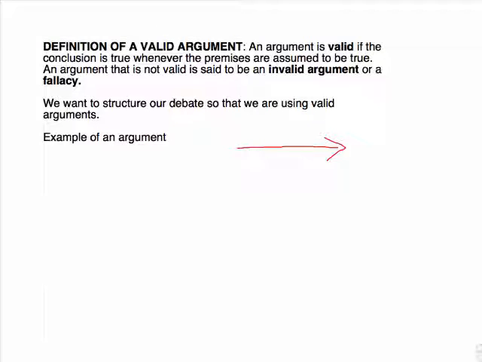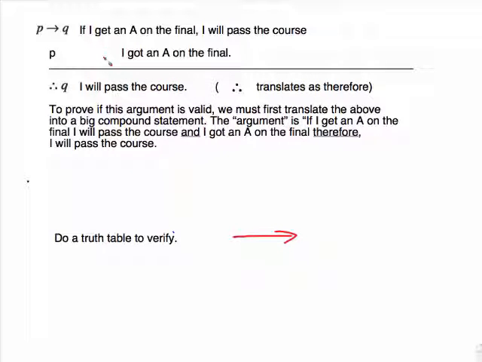So let's take a look at the example of an argument. Now this is how we lay these out. This stands for if P then Q. So we're going to use this example. If I get an A on the final, I will pass the course. So getting an A on the final is P, pass the course is Q. The next statement is, I got an A on the final. That's P. And my conclusion is, I will pass this course.